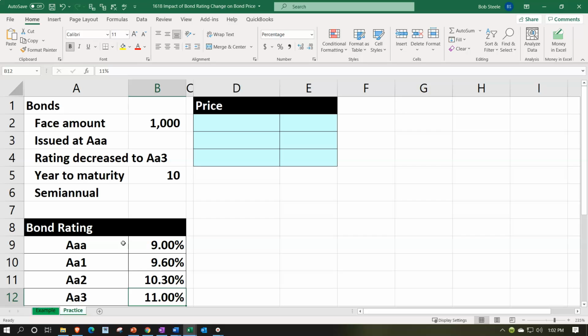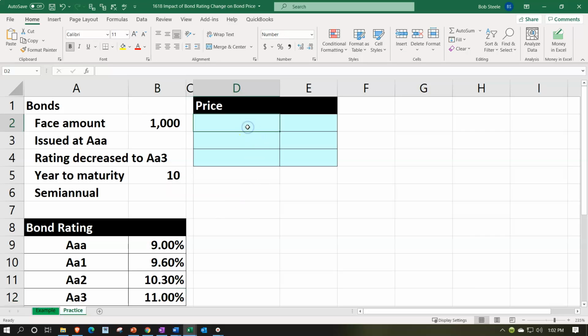So what we'll do is we'll recalculate it and imagine that there was this change from a AAA to AA3 down here, and that had a change on the market rate. What would be the change on the price? So we'll do our price calculation, imagining the 9% being the calculation on the bond itself, because that's what we issued at before the change took place. Then there was a change in the rating, and then see the impact on the price of the bond.